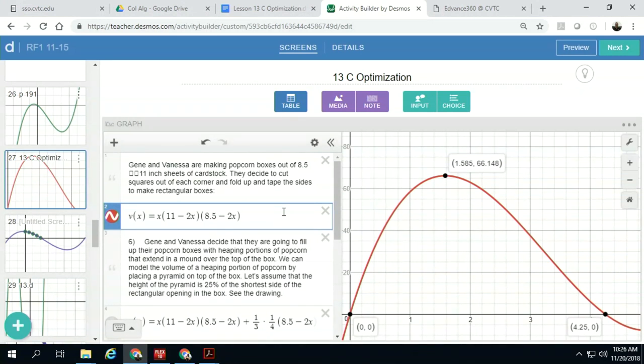Okay. Jean and Vanessa decide they are going to fill up the popcorn boxes with heaping portions on top of the popcorn that extend the mound over the top of the box. We can model the heaping portion by placing a pyramid on top of the box. Let's assume that the height of the pyramid is 25% of the shortest side.